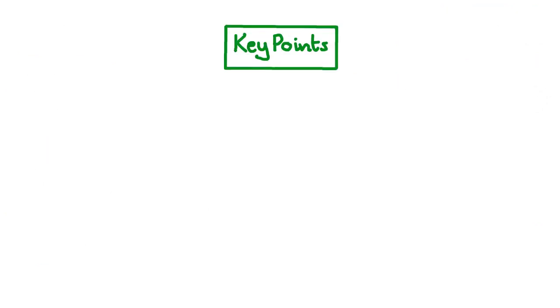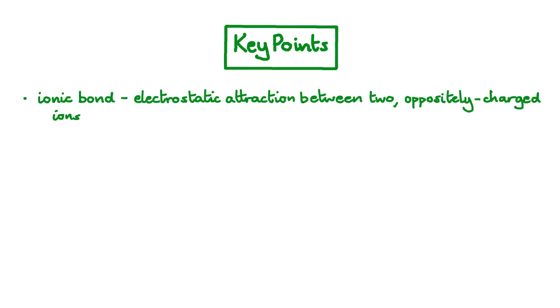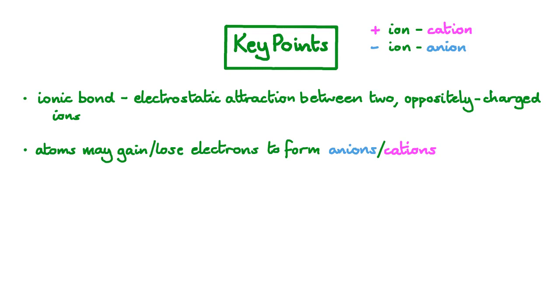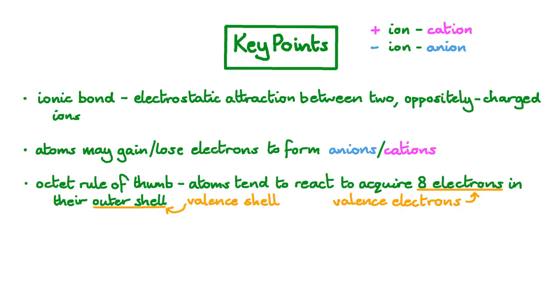To finish off, let's have a look at the key points. An ionic bond is the electrostatic attraction between 2 oppositely charged ions. A positively charged ion is known as a cation, and a negatively charged ion is known as an anion. When atoms react, they may gain or lose electrons to form anions or cations. We can use the octet rule to predict whether an atom is likely to form an anion or a cation, since atoms tend to react to acquire 8 valence electrons.